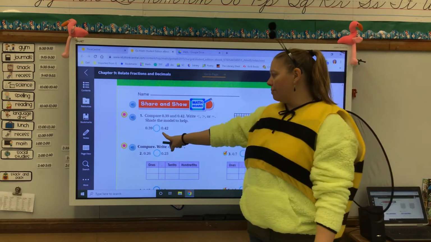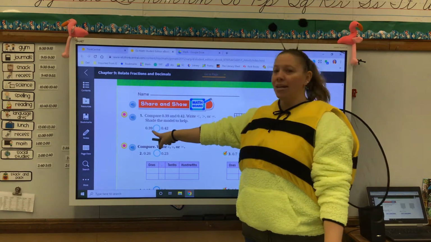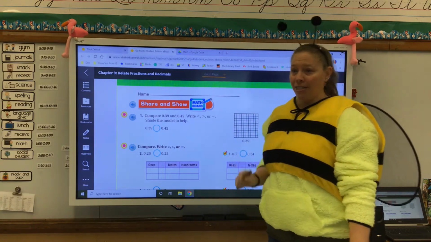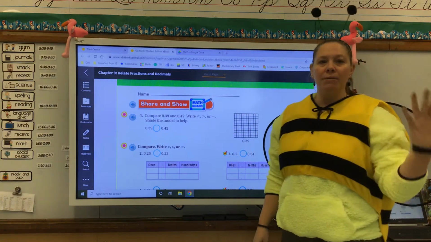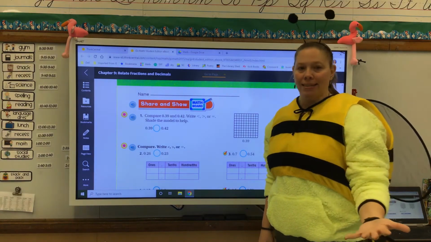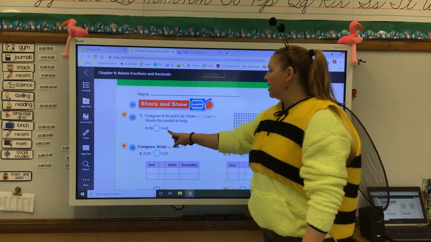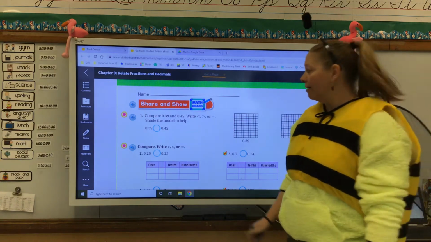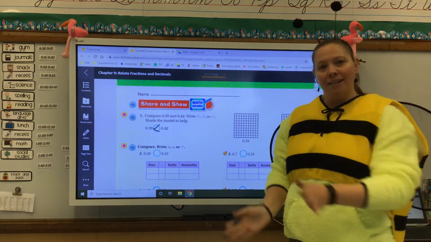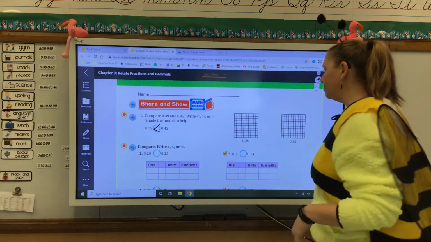So you're gonna take your numbers that you have. So number 1 has 39 100ths to 42 100ths. And you have to think to yourself, which one is bigger? Which one is closer to a dollar, okay? So as you're looking at it, you're going to think, well, 42 is closer to a dollar, and we all know the alligator eats the bigger number.